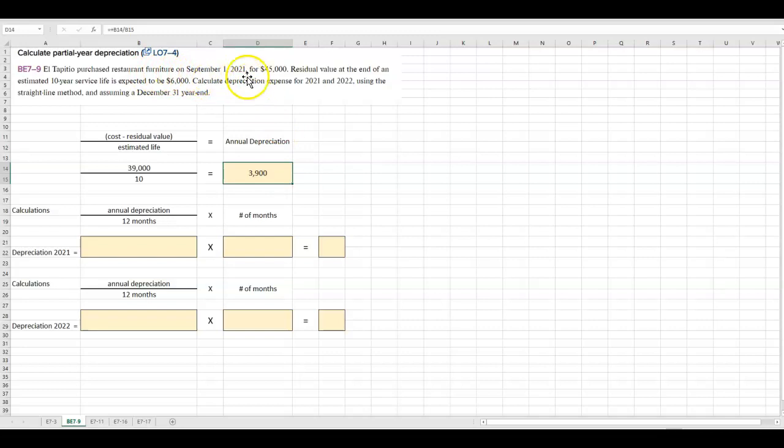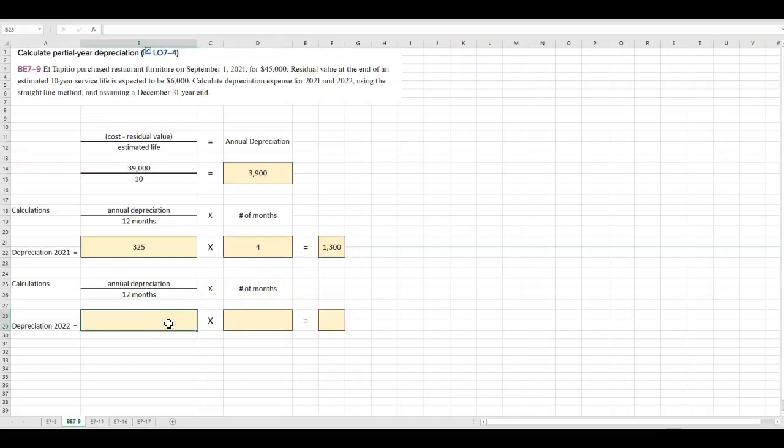Well, you'll notice they purchased it on September 1st, so they didn't have it a whole year. You take that annual depreciation and you divide it by 12 months. So we're going to take this 3,900 and we're going to divide it by 12 months. That gives me an amount per month times the number of months, which is September, October, November, and December. So it's 4 months. So my depreciation for 2021 is $325 times 4 months, or $1,300.